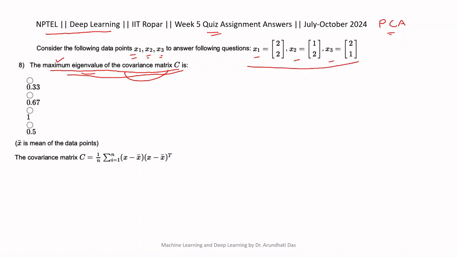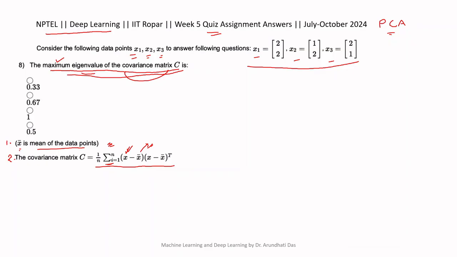So what is the first step? I will first calculate x bar, the mean of the data points, and after that I will calculate the covariance matrix. In the calculation of the covariance matrix, what is the requirement? I need all the available data points from i equal to 1 to n, and then I need the mean value that I calculated previously.